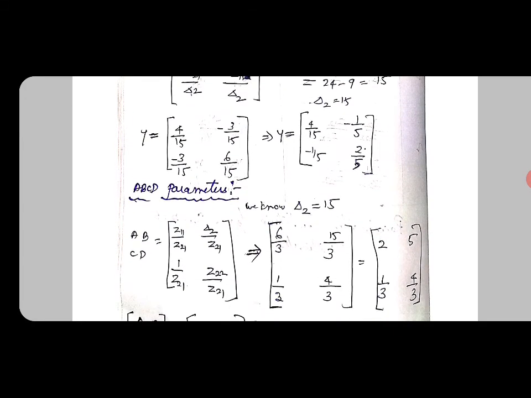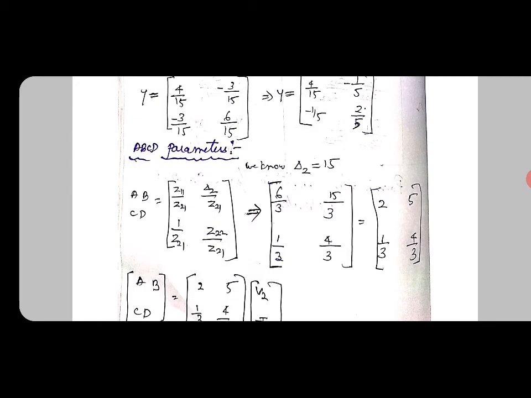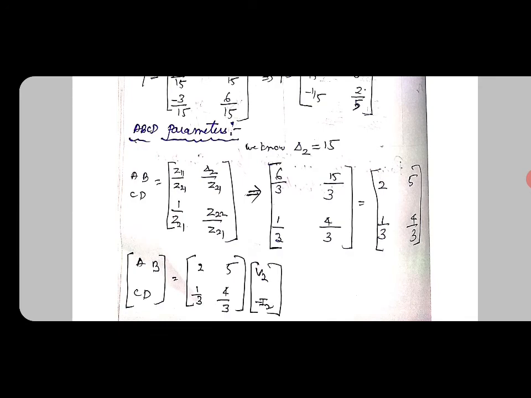Then for obtaining ABCD parameters from the given Z parameters, del Z is 15, and the condition is Z11/Z21, del Z/Z21, 1/Z21, Z22/Z21. Substituting the values of the Z matrix parameters, we obtain 2, 5, 1/3, 4/3. Then we write it in the standard ABCD matrix format. This will be the final equation.